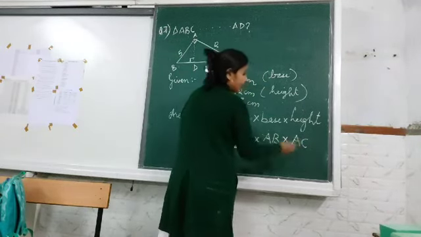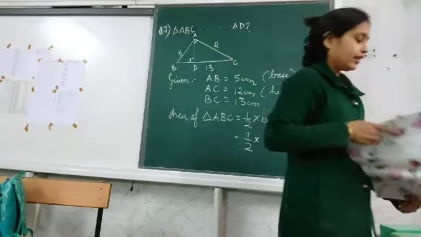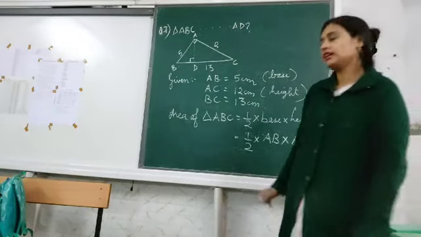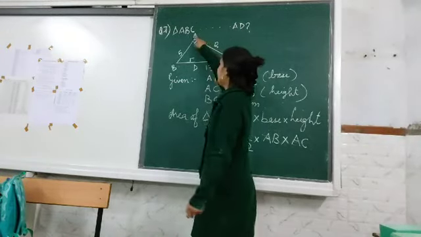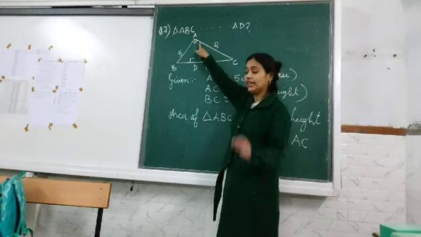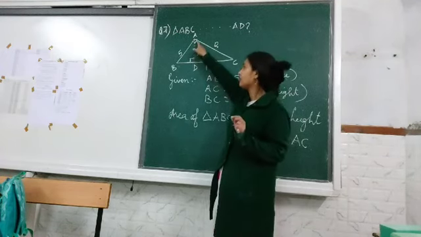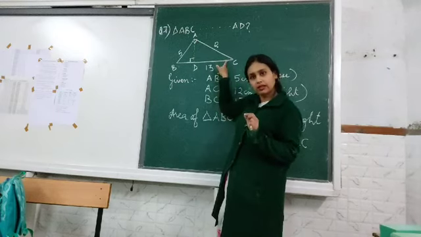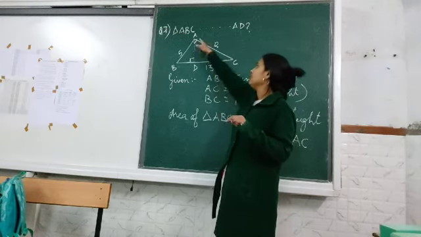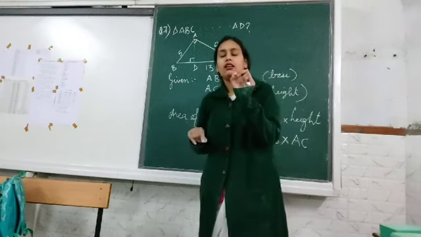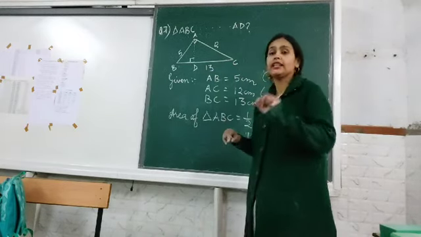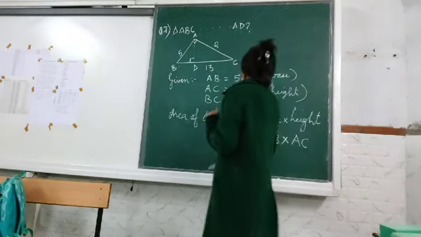How can we take height as AC, children? What is the height? Perpendicular? Yes. Triangle ABC is a right angled triangle which is right angled at A. That means this AC is a perpendicular. Correct? That's why we can take this AC as height also.